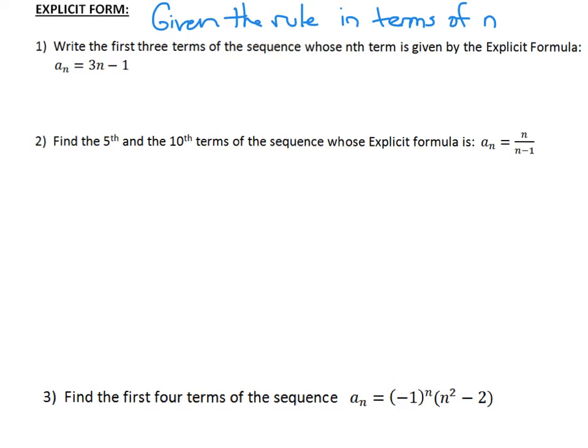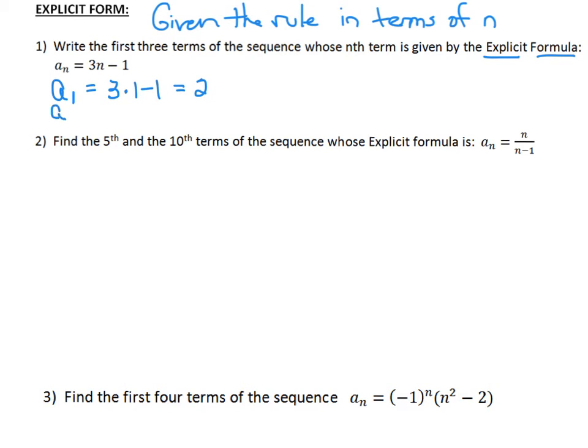So let's look at the first example. I want to find the first three terms of the sequence. I'm given an explicit formula, and I notice that in my formula, a sub n is going to be my nth term, and that's in terms of the variable n. So in the case of a1, what I'm really thinking is that n is equal to 1. So if n is equal to 1, we're going to say 3 times 1 minus 1. 3 times 1 is 3. 3 minus 1 is 2.